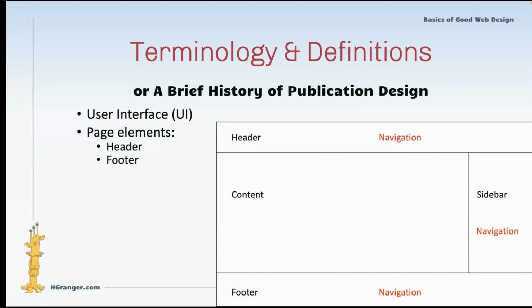And you'll notice that I'm using the word page, and that's why I call this a brief history of publication design, because every concept that we're talking about comes from publishing books and magazines. You are essentially creating a publication as well when you build a website. So keeping that concept in mind helps too. Is this a magazine? Is it a newspaper? Is it a newsletter? Is it a portfolio, etc.?